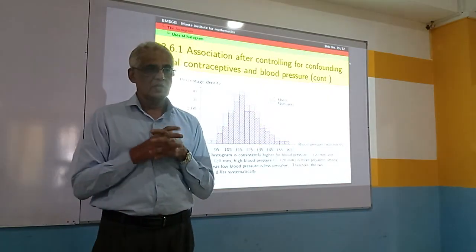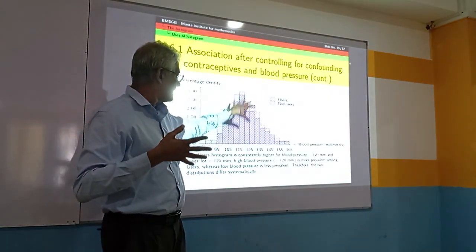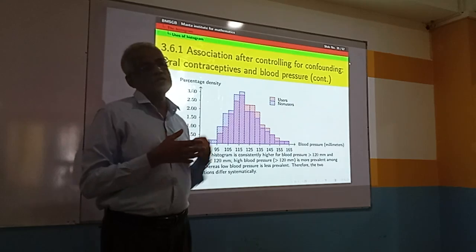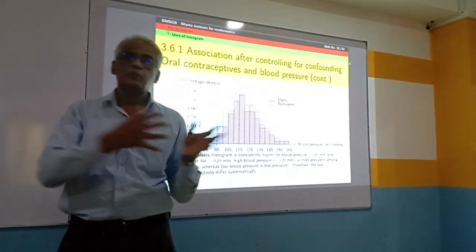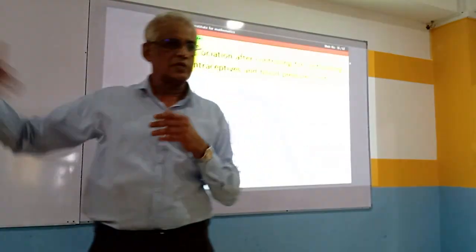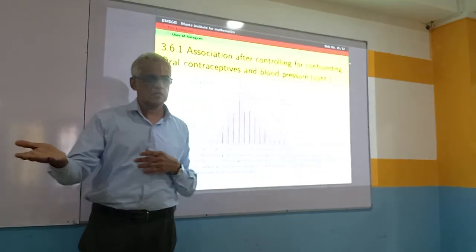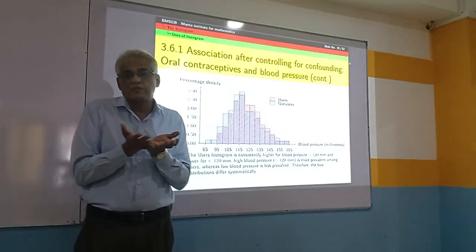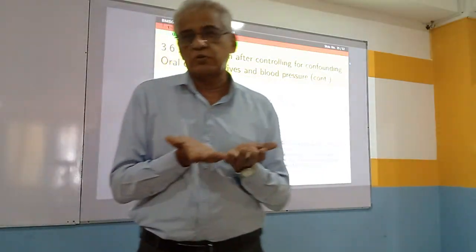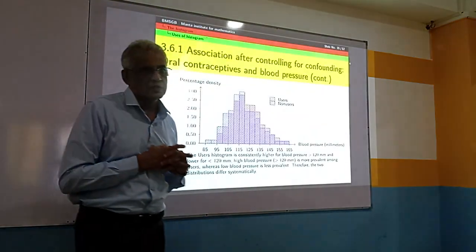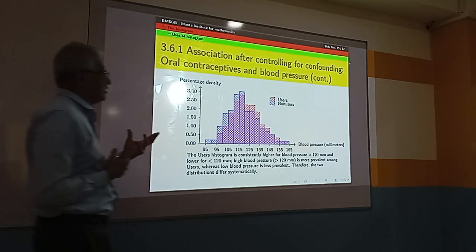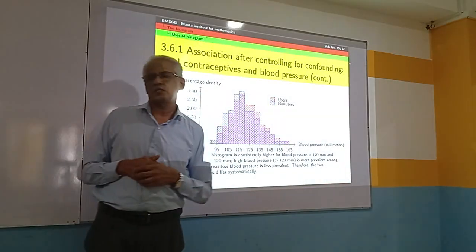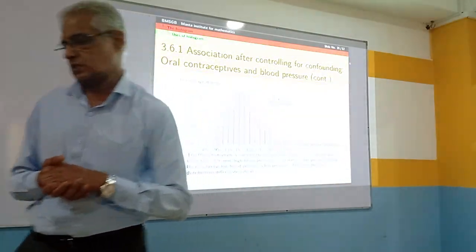So just by looking at this graph, we cannot actually decide whether there is a real association or not. Probably the apparent relationship here, the two different distributions, may not be because of the pill, but because of some other variable like age, or some other variable that we have not thought about. So the apparent relationship with the pill usage may not be a real association.